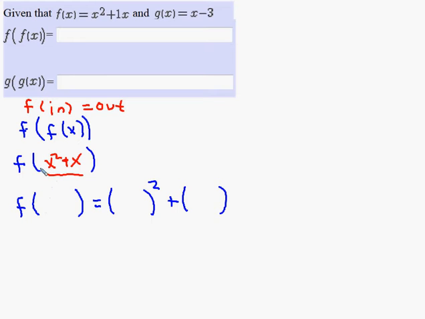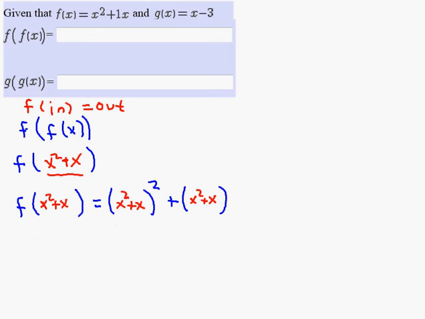And then if I want to find out what f of x squared plus x is, I simply replace or write in x squared plus x in all the blanks, and then I simplify. So this is probably how your professor will want you to write your answer. And then I need to simplify this down.